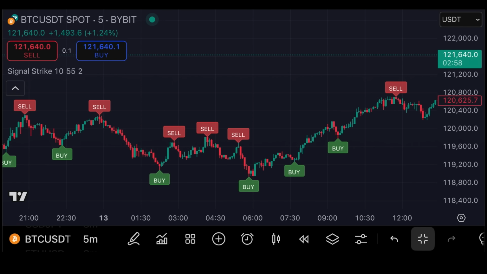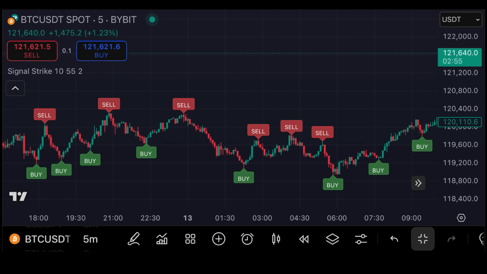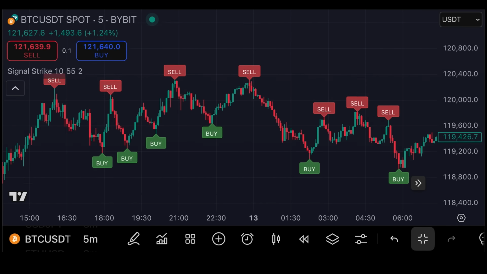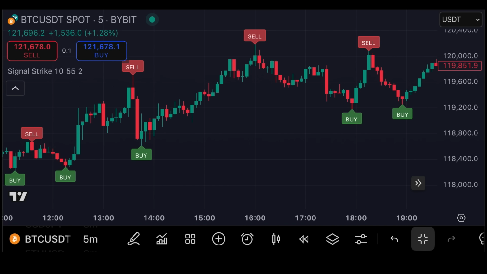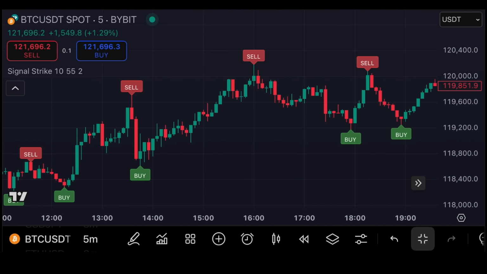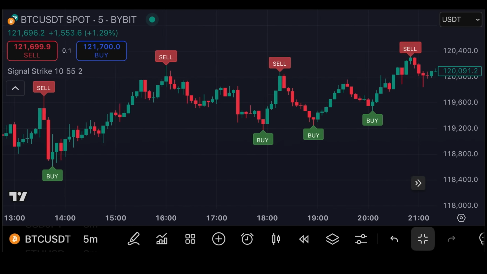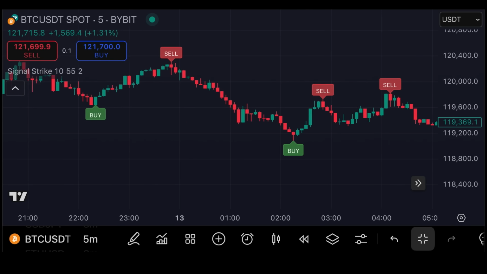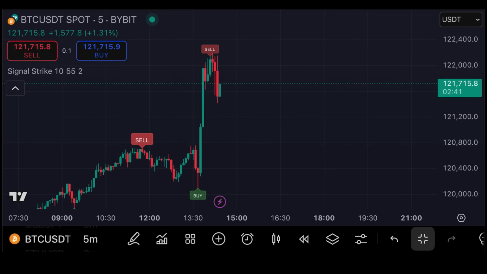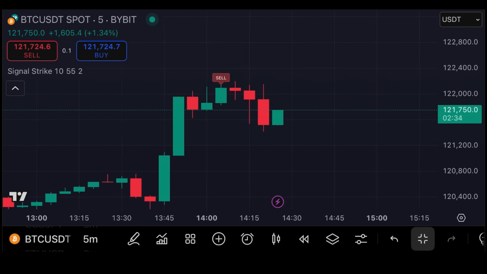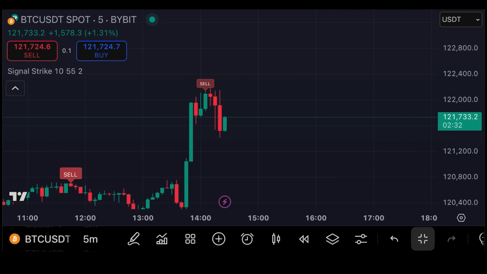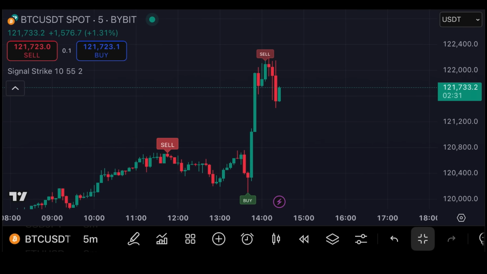So as you can see right now, we have Signal Strike on TradingView, and I'm using my mobile phone and we don't have PC and stuff like that. As you can see, the signals are coming in 100% accurate, and of course we're also getting the signals in real time. This is the last signal that we got right there, a sell signal, and it came in real time, and the price has been going down. You know what I mean?